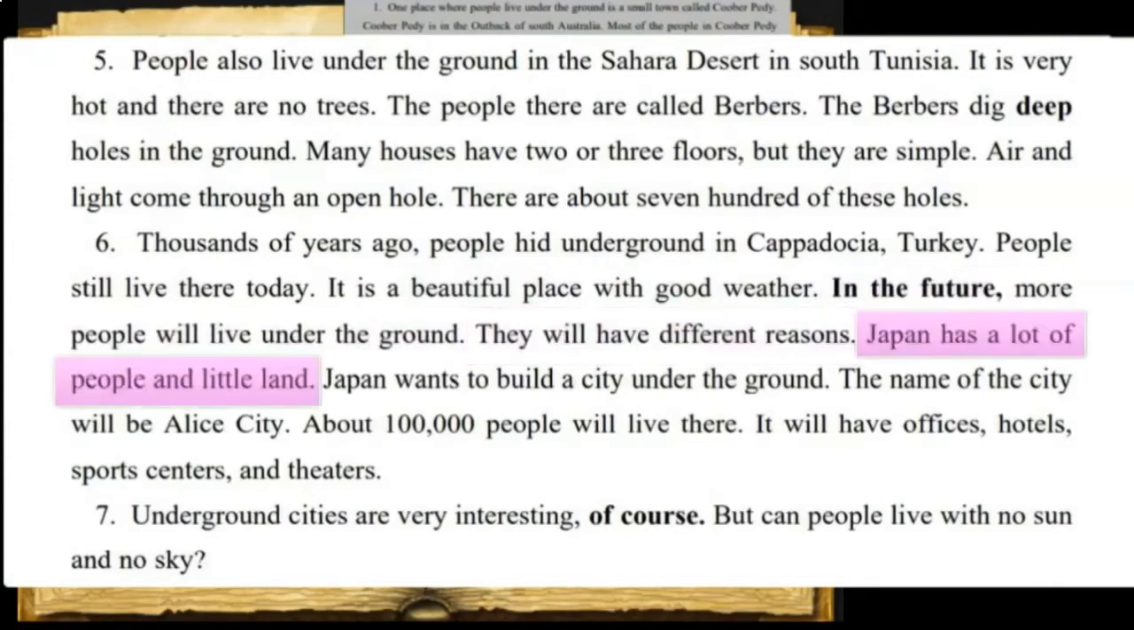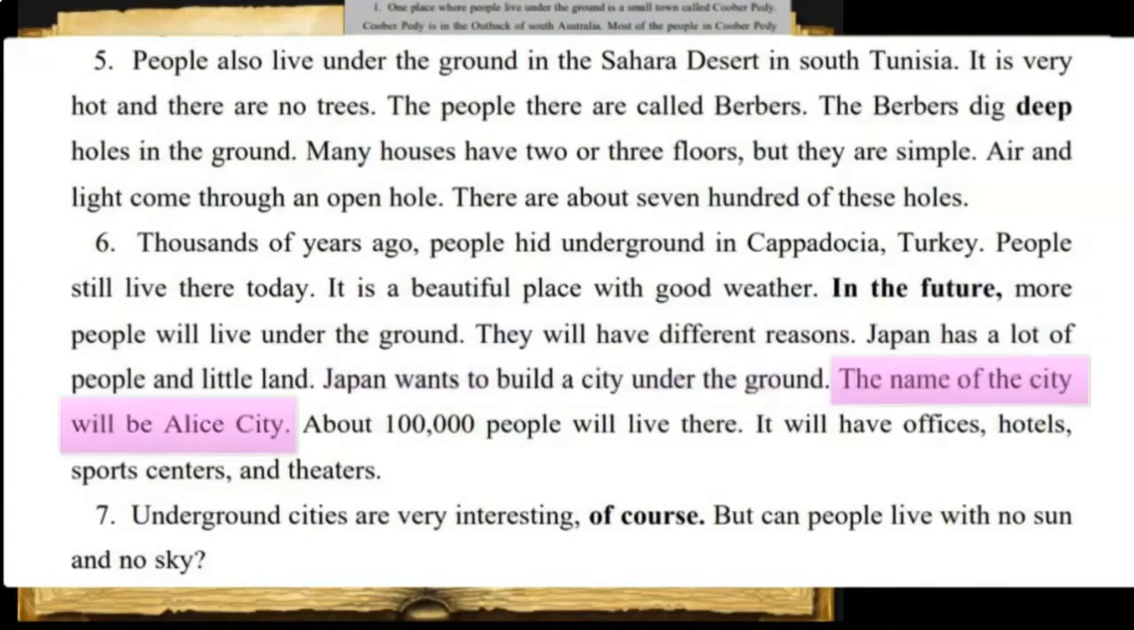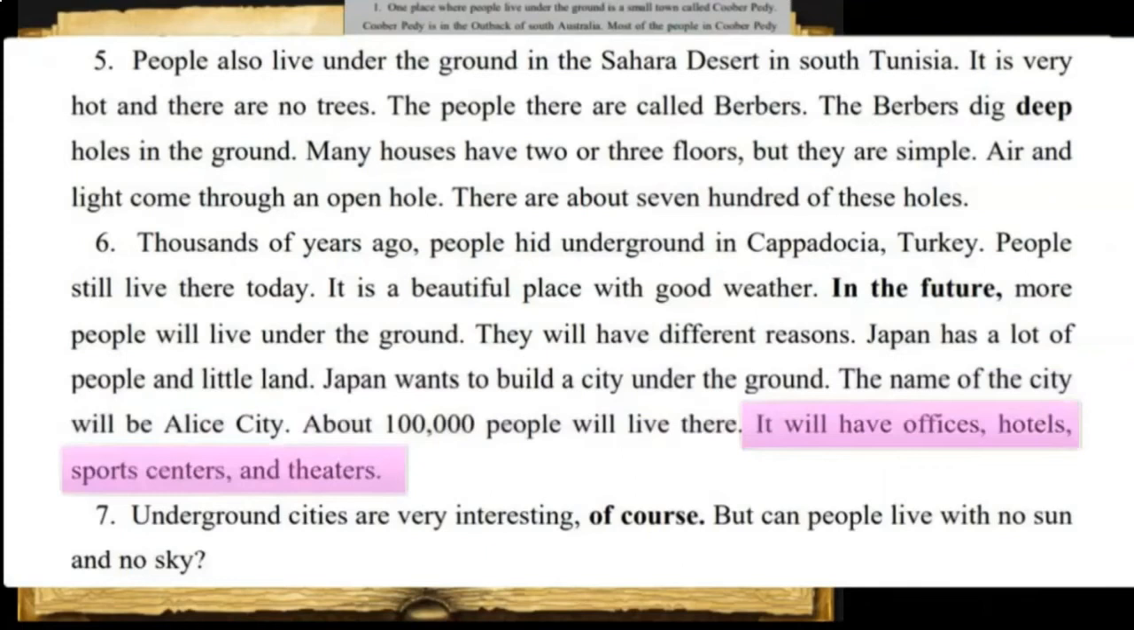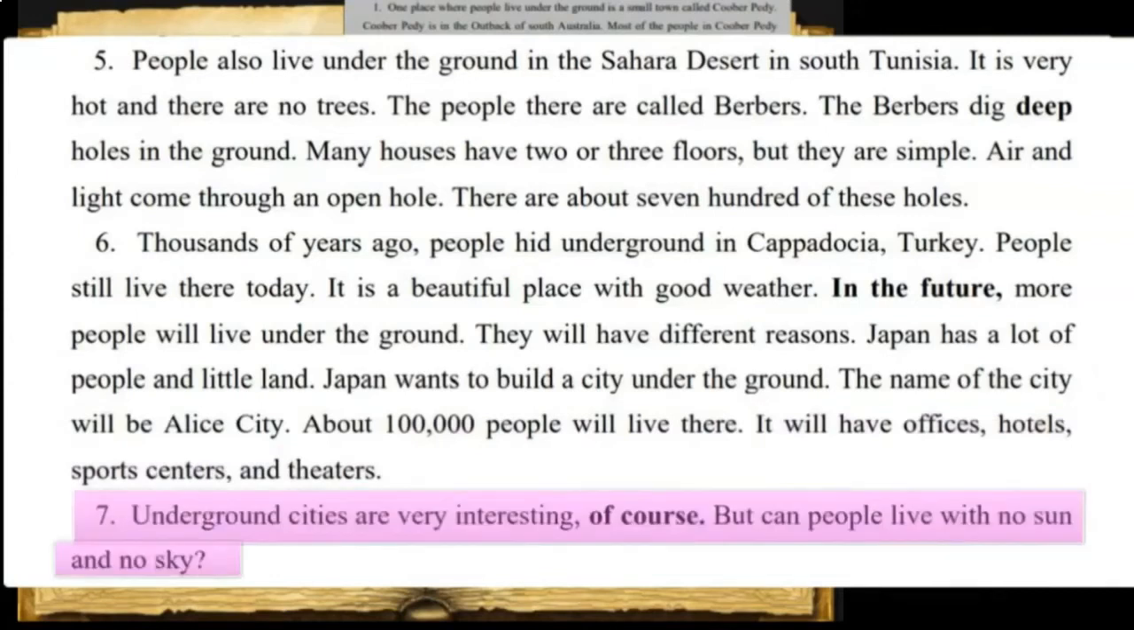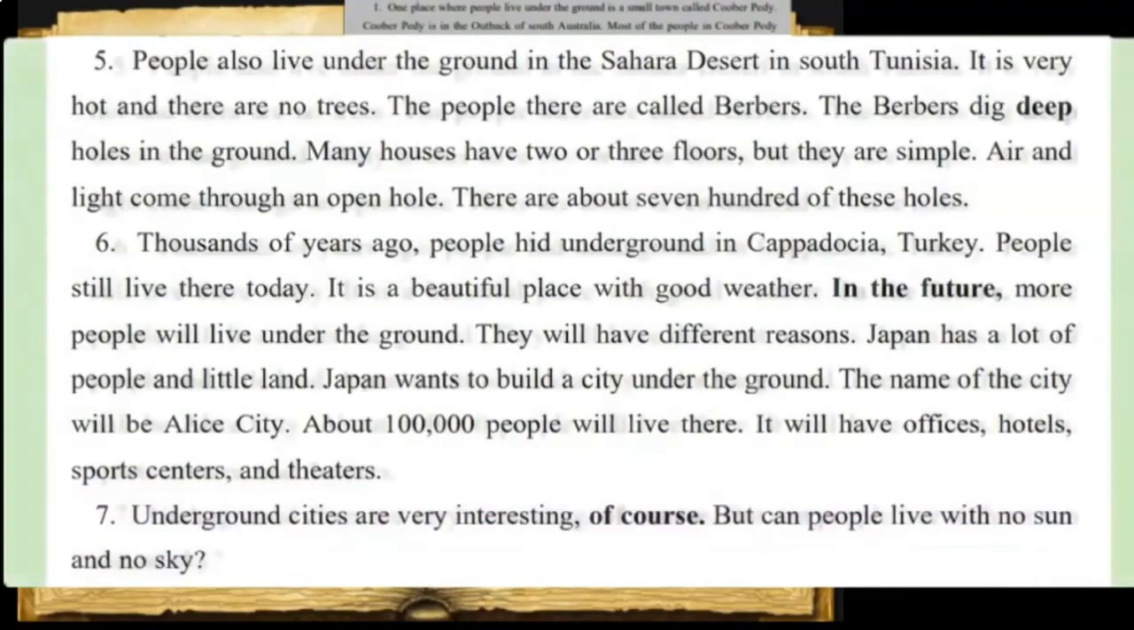Japan has a lot of people and little land. Japan wants to build a city under the ground. The name of the city will be Alice City. About 100,000 people will live there. It will have offices, hotels, sports centers, and theaters. Underground cities are very interesting, of course, but can people live with no sun and no sky?